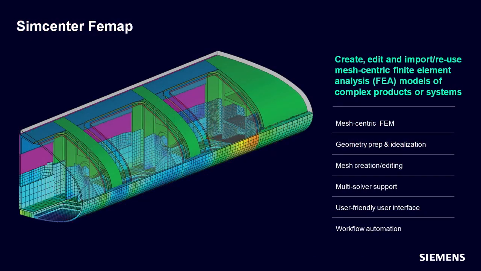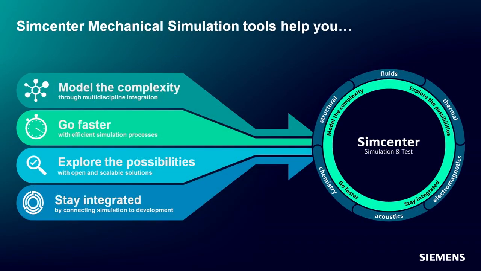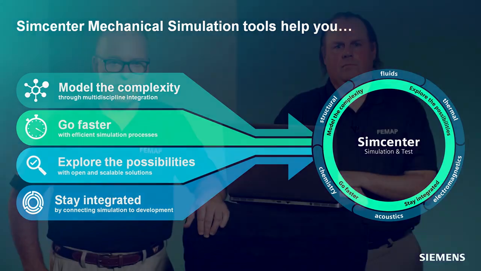Overall, Simcenter Femap is a powerful and versatile FEA pre- and post-processor that offers robust modeling and meshing tools, interoperability with popular solvers, a user-friendly interface, customization and automation options, and strong industry adoption. Together, Simcenter mechanical simulation tools will help you more accurately model the behavior of your products, simulate faster, explore more design possibilities, and keep you integrated with the full design process.